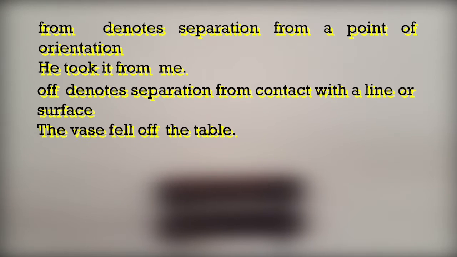Preposition from denotes separation from a point of orientation. For example, he took it from me. Next, preposition off denotes a separation from contact with a line or surface. For example, the vase fell off the table. Next, the preposition out of denotes a separation from inside of a landmark. For example, the water spilled out of the vase.